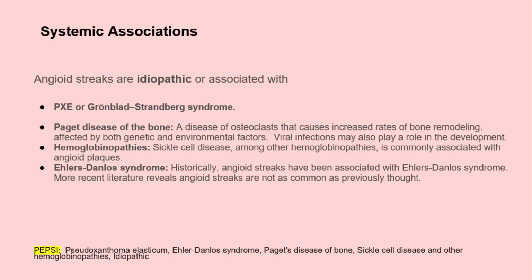in the Bruch's membrane. And others are hemoglobinopathies like sickle cell anemia or microspherocytosis, which can also cause angioid streaks. Ehlers-Danlos syndrome is least commonly associated, at around 1 to 2%. The mnemonic is PEPSI: Pseudoxanthoma elasticum, Ehlers-Danlos, Paget, sickle cell and idiopathic.